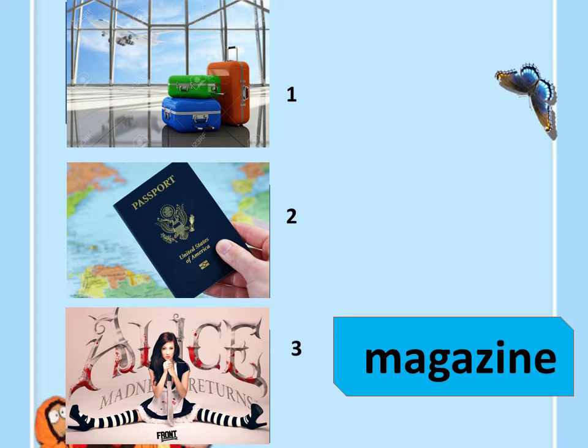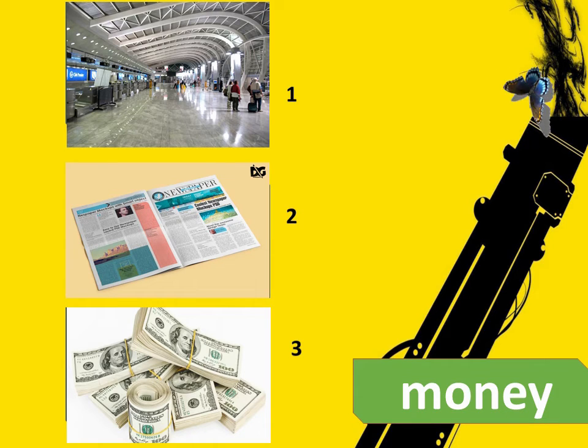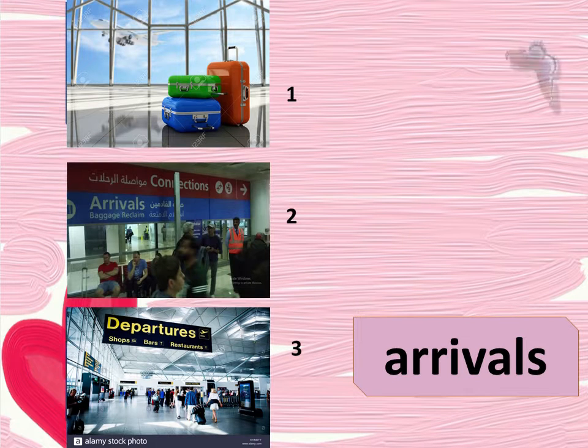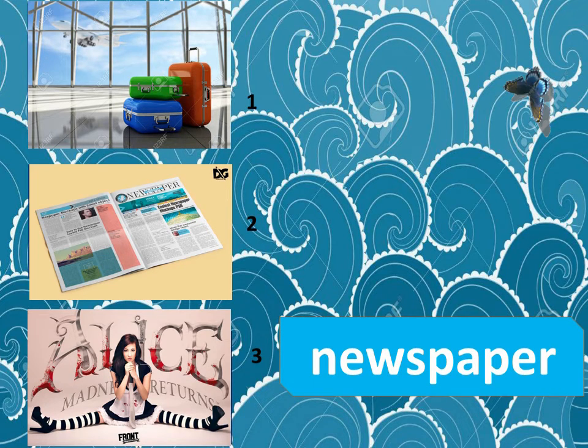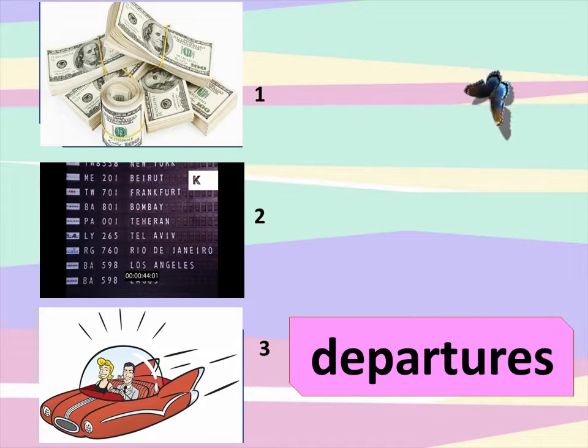Magazine. 1 or 2 or 3? 3. That's right. Money. Picture 1 or 2 or 3? You choose. 3. Excellent. Arrivals. Well done. Newspaper. Very good. Departures. Excellent. You can match the word with the picture very well. You can catch butterflies. Now we move to another game.